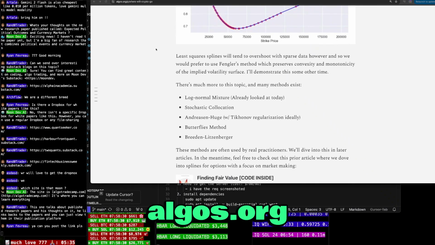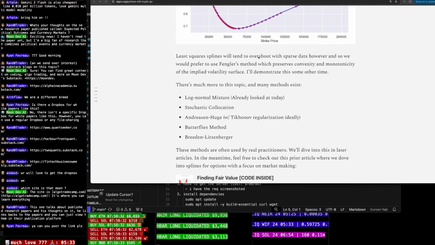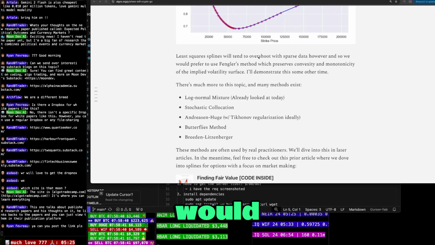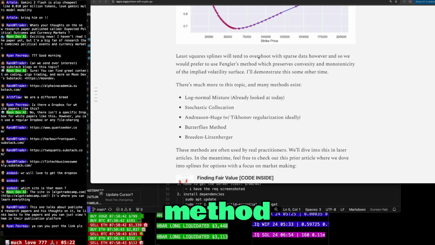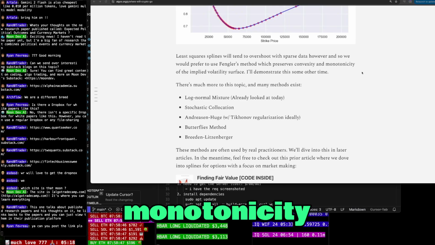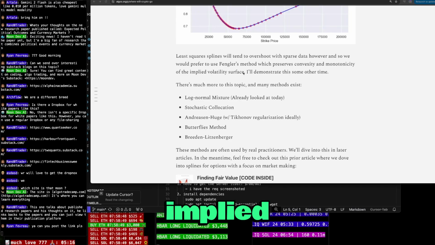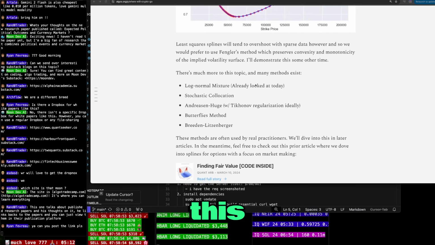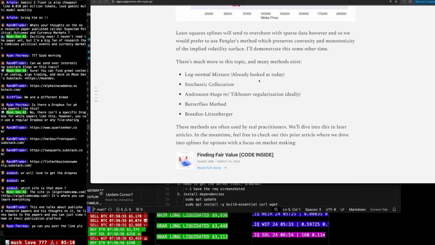Least squares splines will tend to overshoot with sparse data, however, and so we would prefer to use Fengler's method, which preserves convexity and monotonicity of the implied volatility surface. I'll demonstrate this some other time.